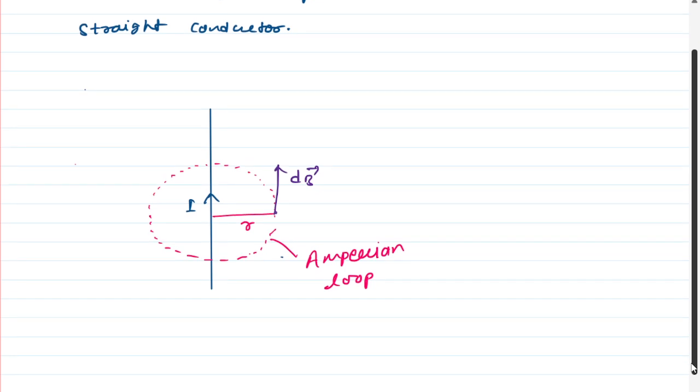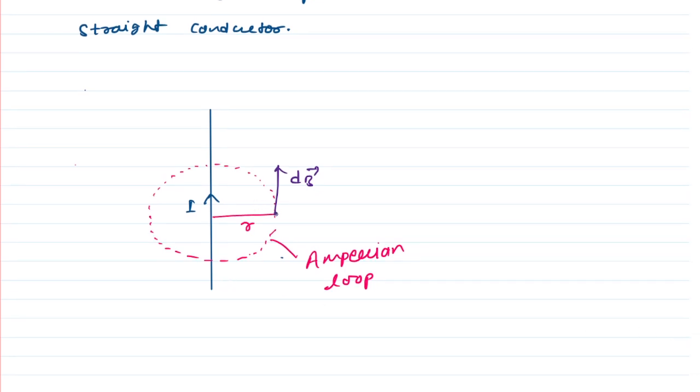So now we are going to apply Ampere circuital law, and by using Ampere circuital law we are going to find the magnitude of the magnetic field. In place of dB, we can say B, because we are going to find the magnetic field due to this straight current carrying wire at this point, at a distance of r. So let us call this one B vector.